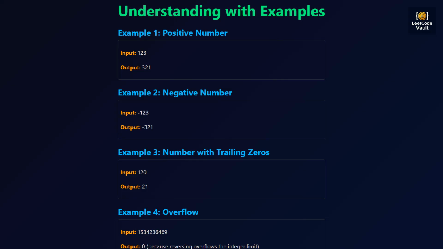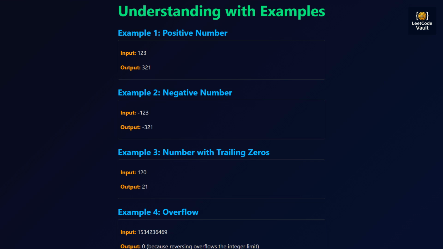Understanding with examples. Let's look at some examples to get a better grasp. If the input is 123, the reversed integer is 321. Simple enough. Now consider negative 123. The reversed integer should be negative 321. Notice that the negative sign is preserved. What about 120? The reversed integer is 12. The trailing zeros are dropped during the reversal.